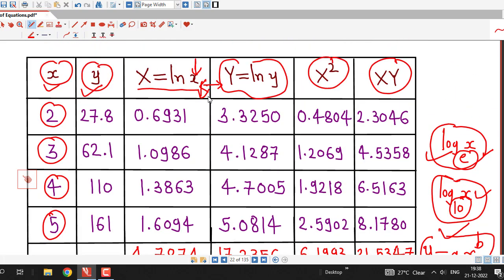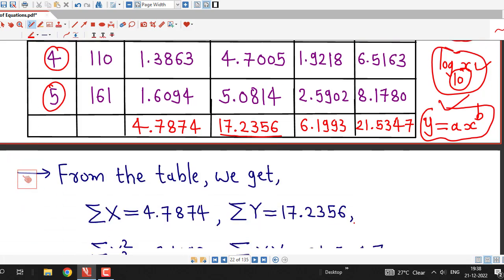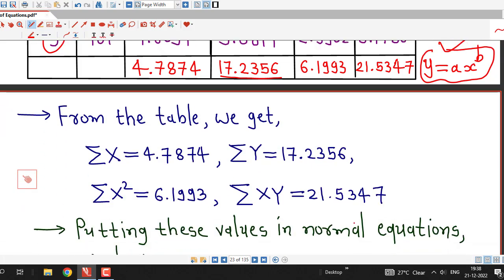From the table I can write sigma X is 4.7874, this is sigma Y, this is sigma X square, and this is sigma XY, that I have written here.